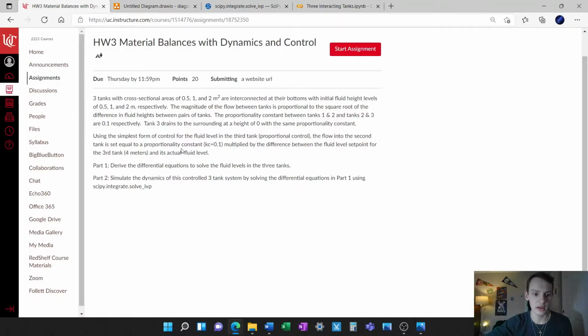So what this problem is telling us is that with these interacting tanks, we have a certain height for tank 3 that we want, and that's going to be 4 meters. So I'm going to call that HSP, just for set point, right? And the proportionality constant is 0.1. Once again, with proportionality, that means it's going to be multiplied by the difference between the fluid level set point for the third tank and its actual fluid level. Well, what's its actual fluid level? That's height 3, H3. Okay, that's the height of the third tank.